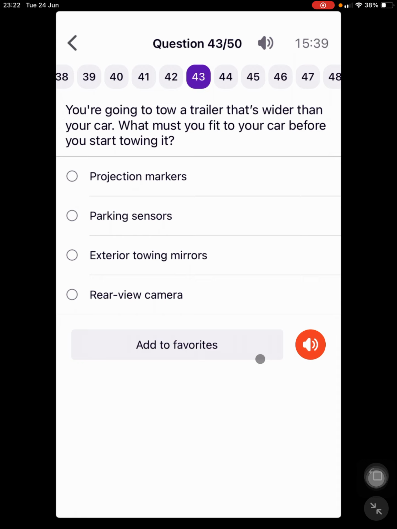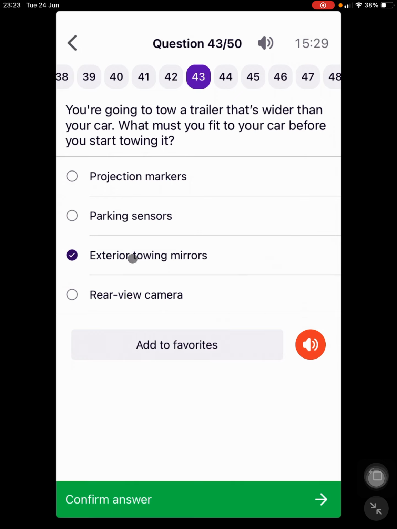You're going to tow a trailer that's wider than your car. What must you fit to your car before you start towing it? The answer is exterior towing mirror.